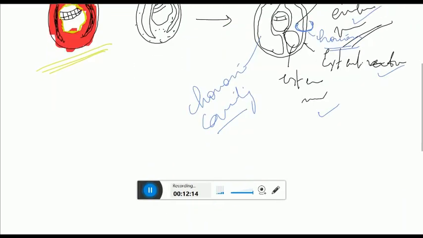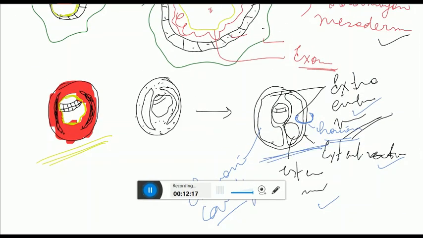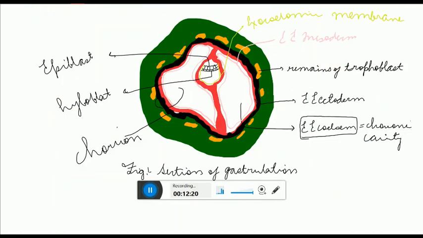Now let me give you a clear diagram of how this looks. So see, how does it look? This green color layer is called syncytiotrophoblast. We have read about this. This black colored layer is extraembryonic ectoderm, and this pale yellow color is a layer of cells. They are remains of trophoblast. They are still present. This pink color layer is extraembryonic mesoderm. This cavity is extraembryonic coelom, and it has developed into the chorionic cavity.